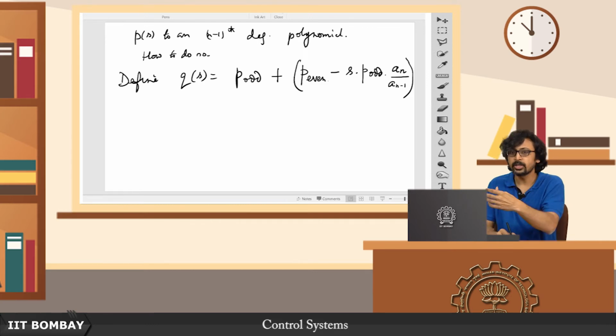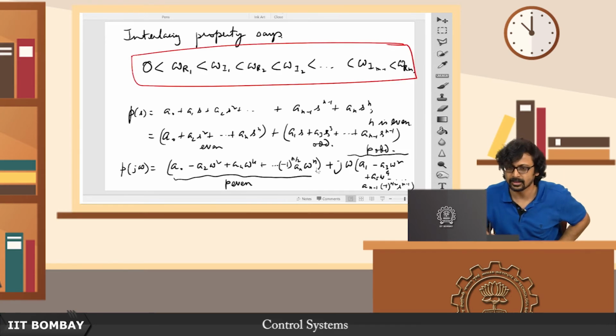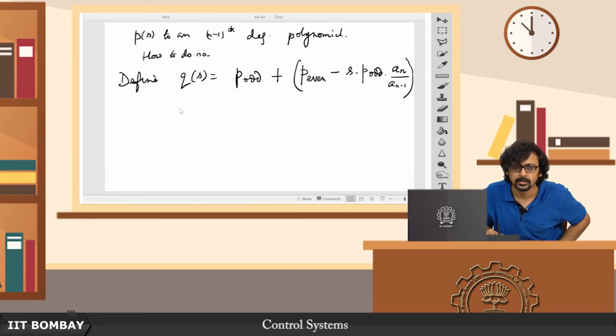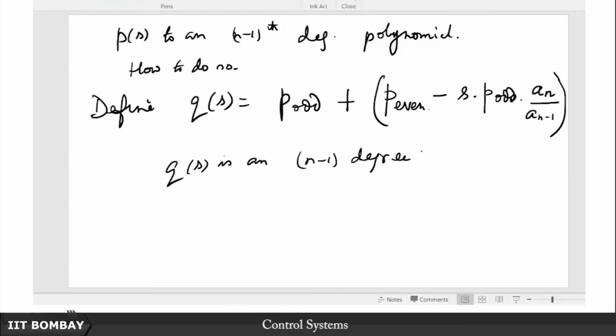Yeah. Notice what this does. Go back here. Notice what this does. What I am saying is, I am retaining the odd part here as it is, and I am subtracting s times an upon an minus 1 times the odd part from the even part. So then what I am claiming is that Qs is an n minus 1 degree polynomial.